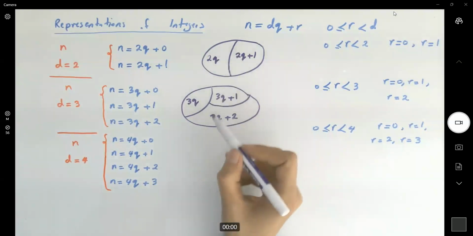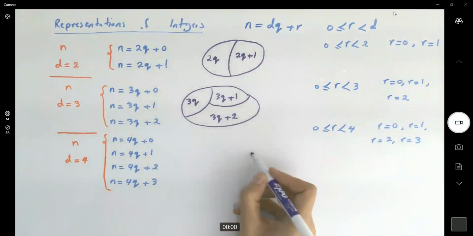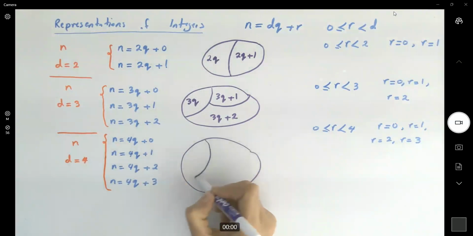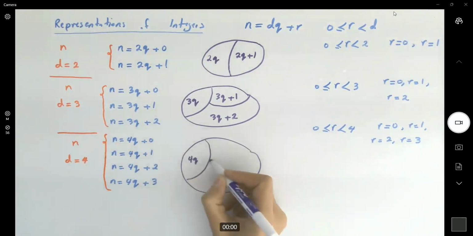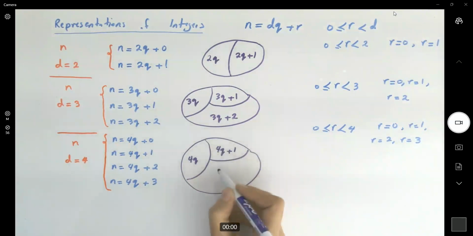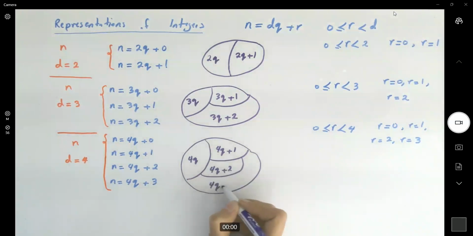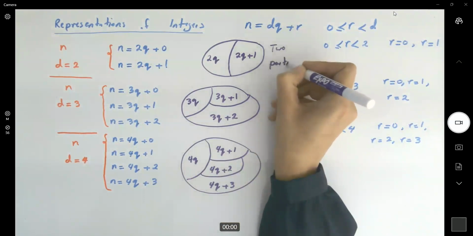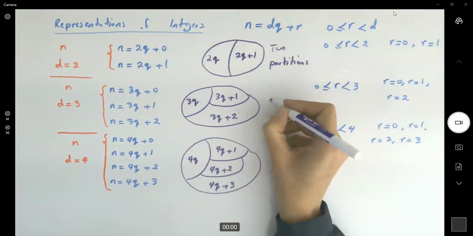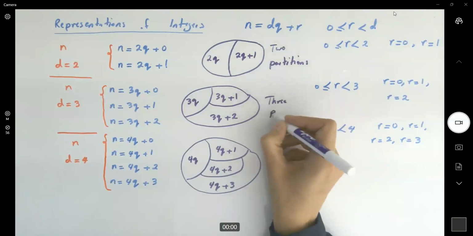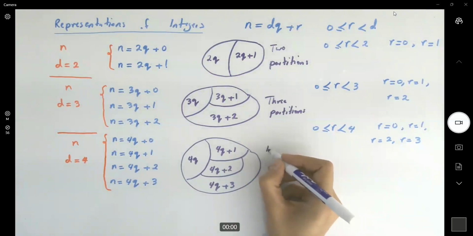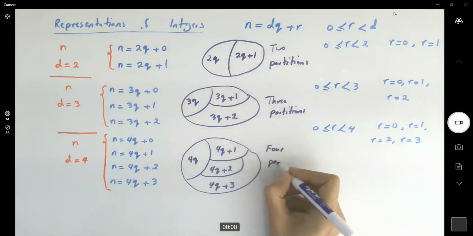It gives us different partitions. Now take a look at this. If I divide by 4, I get 4 partitions: 4q, 4q plus 1, 4q plus 2, and 4q plus 3. 2 partitions. 3 partitions. 4 partitions. And so on.